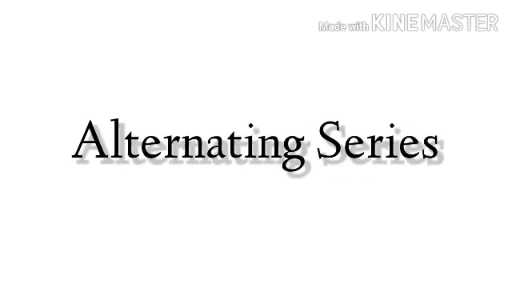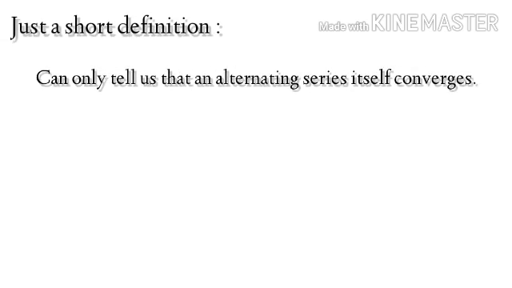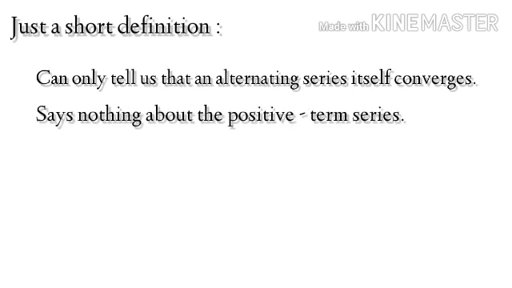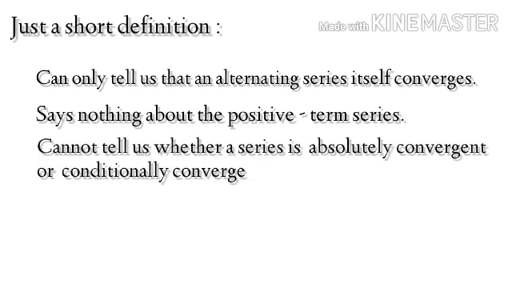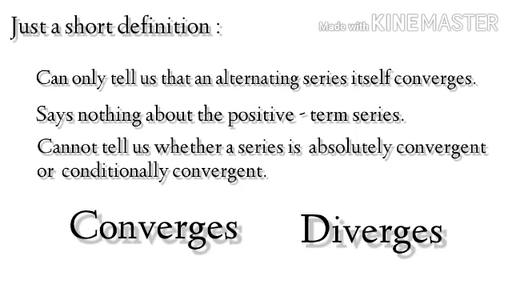And today we're going to have another test of convergence, which is the alternating series test. An alternating series test can only tell us that an alternating series itself converges. So this test says nothing about the positive term series. In other words, the test cannot tell us whether a series is absolutely convergent or conditionally convergent. Rather, it will tell us whether the series converges or diverges.